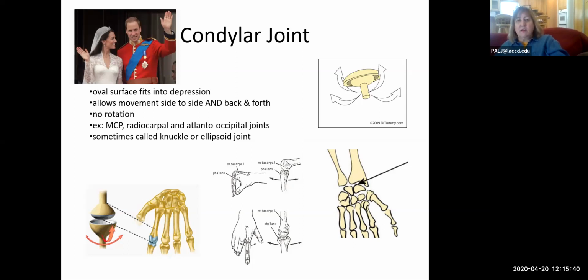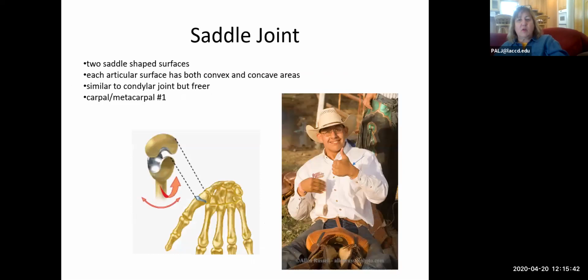Related to condylar, but slightly more complicated, is a saddle joint. And so this is kind of like putting 2 condylar joints, one oriented this way and the other one oriented this way, and putting them next to each other. Because each surface has both a depression and a hill. So each of them has both the concave and the convex area. So it has a little bit more movement than the condylar joint, and there's only one place.